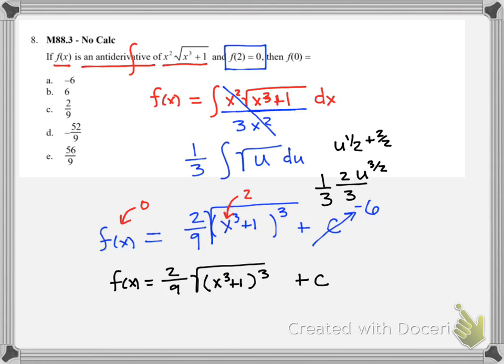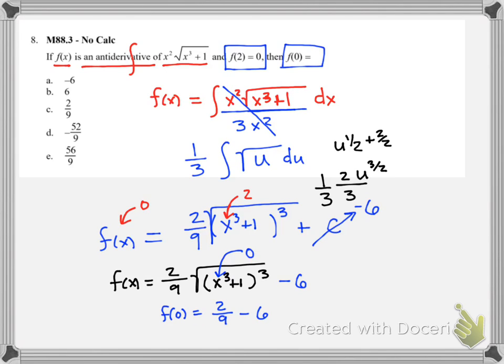So again, here's our antiderivative. We've just found that our c is negative 6. And now we're going to find out what happens when I plug 0 in for x. So when I do, 0 cubed is 0 plus 1 is 1. Square root of 1 is 1, and 1 cubed is still 1. So we really have f of 0 is equal to 2 over 9 minus 6.